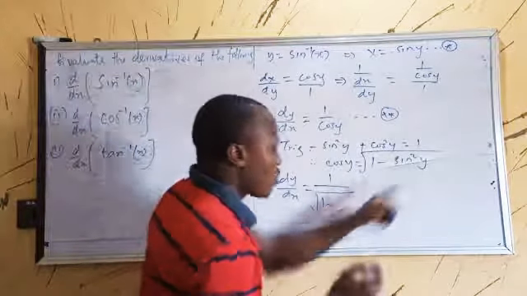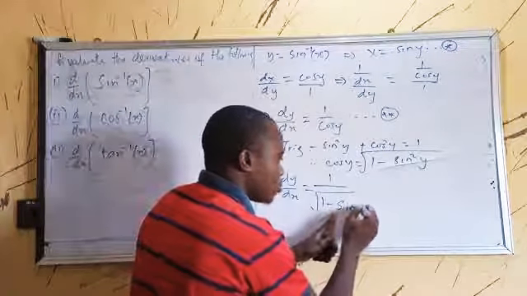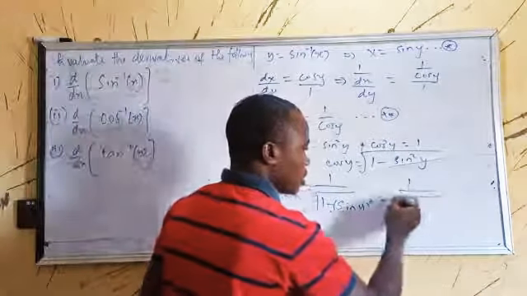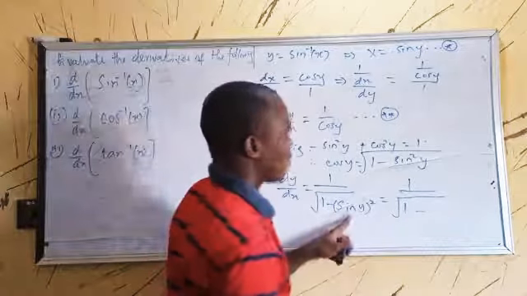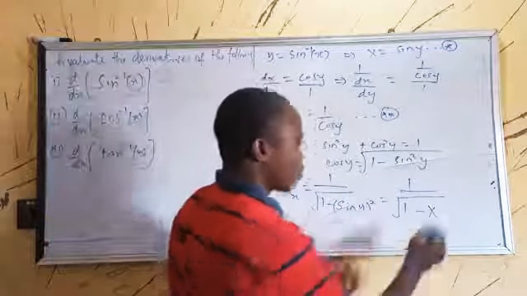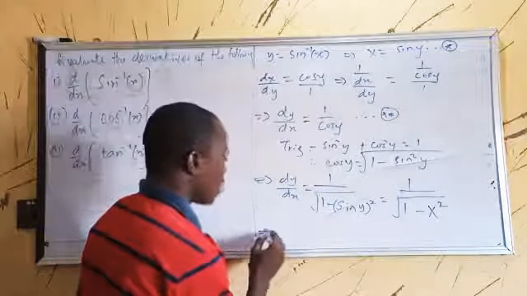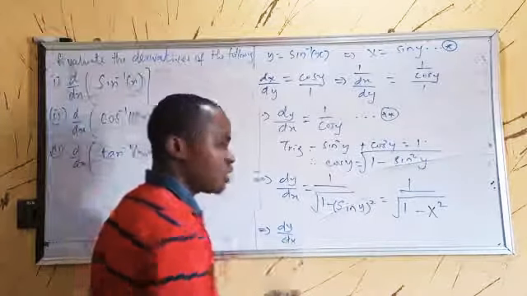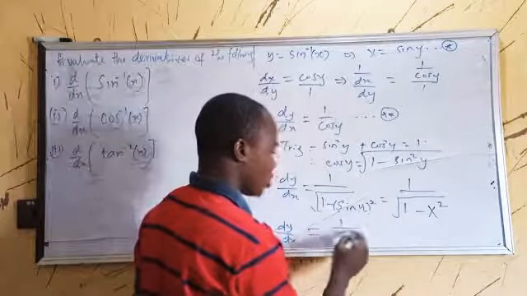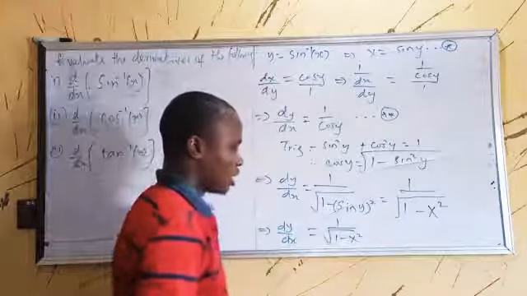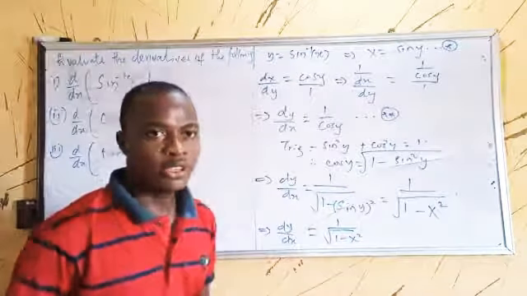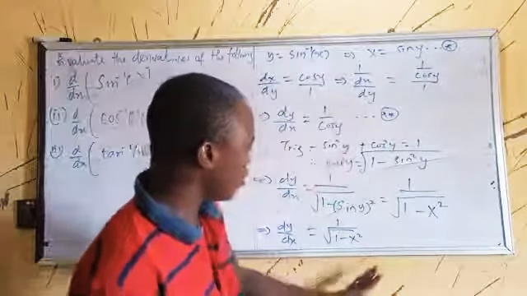So you can see sine squared y is the same thing as sine y all squared, which will be equals to 1 minus, what is my sine y? I have my sine y here to be x. So I have x squared here. Automatically, we have our dy/dx, that is the differential coefficient of y, to be equals to 1 over the square root of 1 minus x squared. Are you getting it? So that is the solution to the first one. Are you getting what I'm saying? That is the solution to the first one.